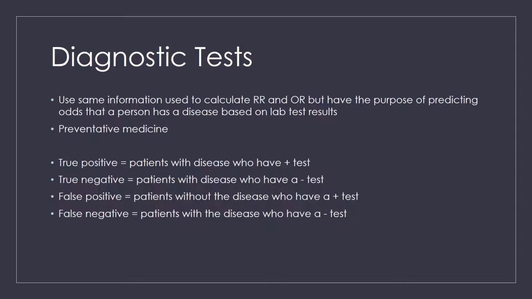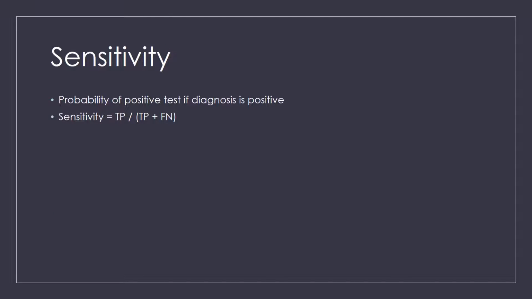So obviously you want true positives and true negatives, and you don't want any of these other outcomes. Sensitivity is one of the ways of telling us how good a test is. It's the probability of a positive test if the diagnosis is positive. So if they really have the flu or whatever, do they get a positive test? So it is calculated as the number of true positives divided by true positives plus false negatives.